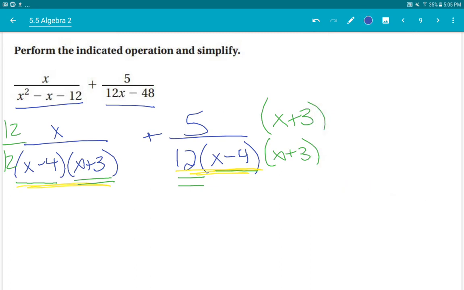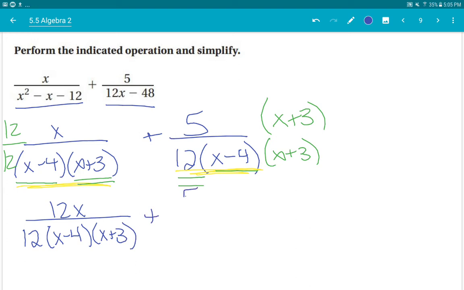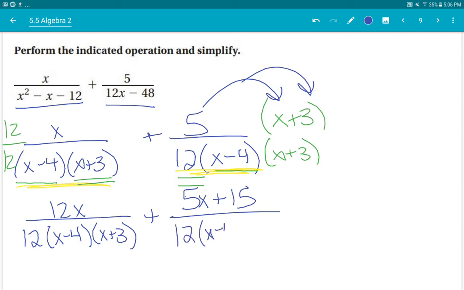So now we multiply the numerators. We get 12x over, we're going to keep this factored. I like the denominators factored. Leave those untouched. Plus the numerator is going to be 5x plus 15. You must multiply the numerator. The numerator must get multiplied, and we are going to be distributing that 5 into those two terms. The denominator, we keep it factored. We like it factored.